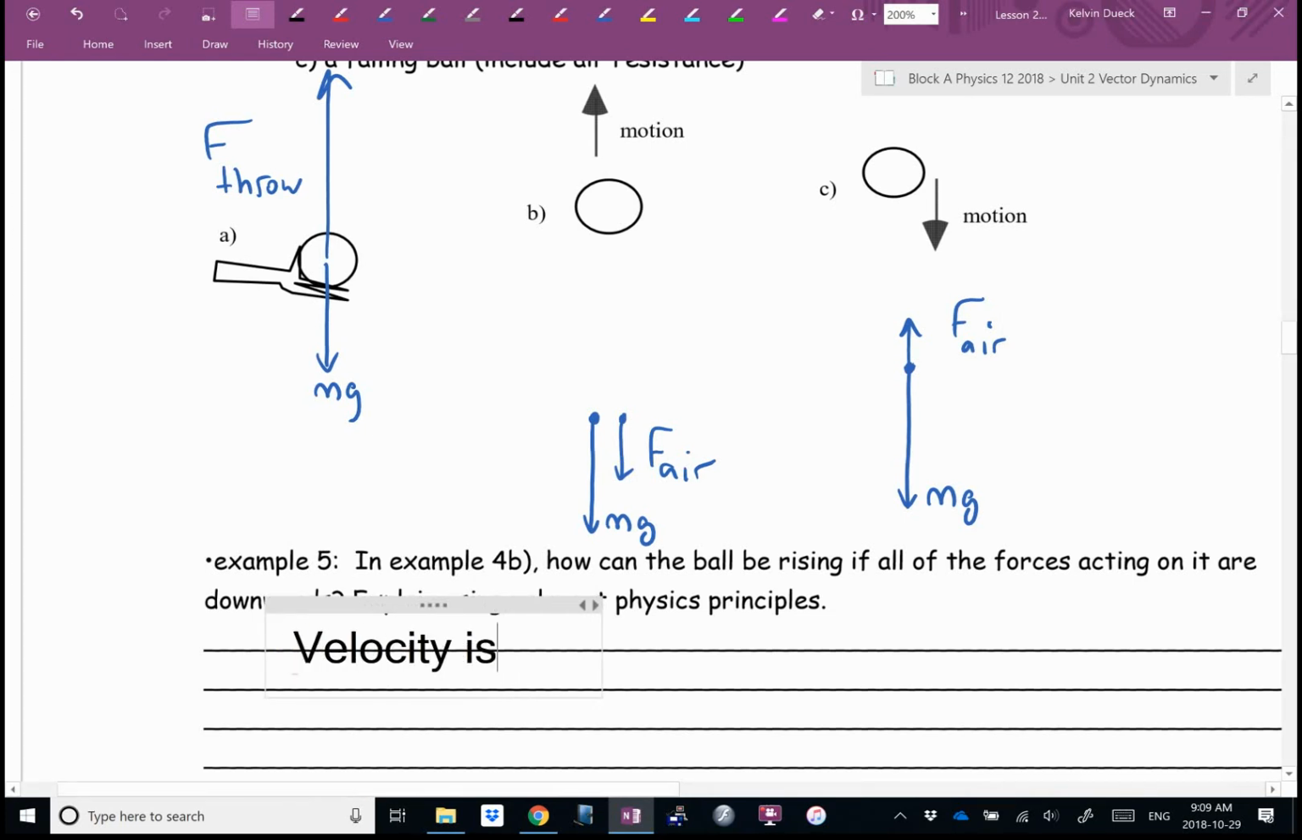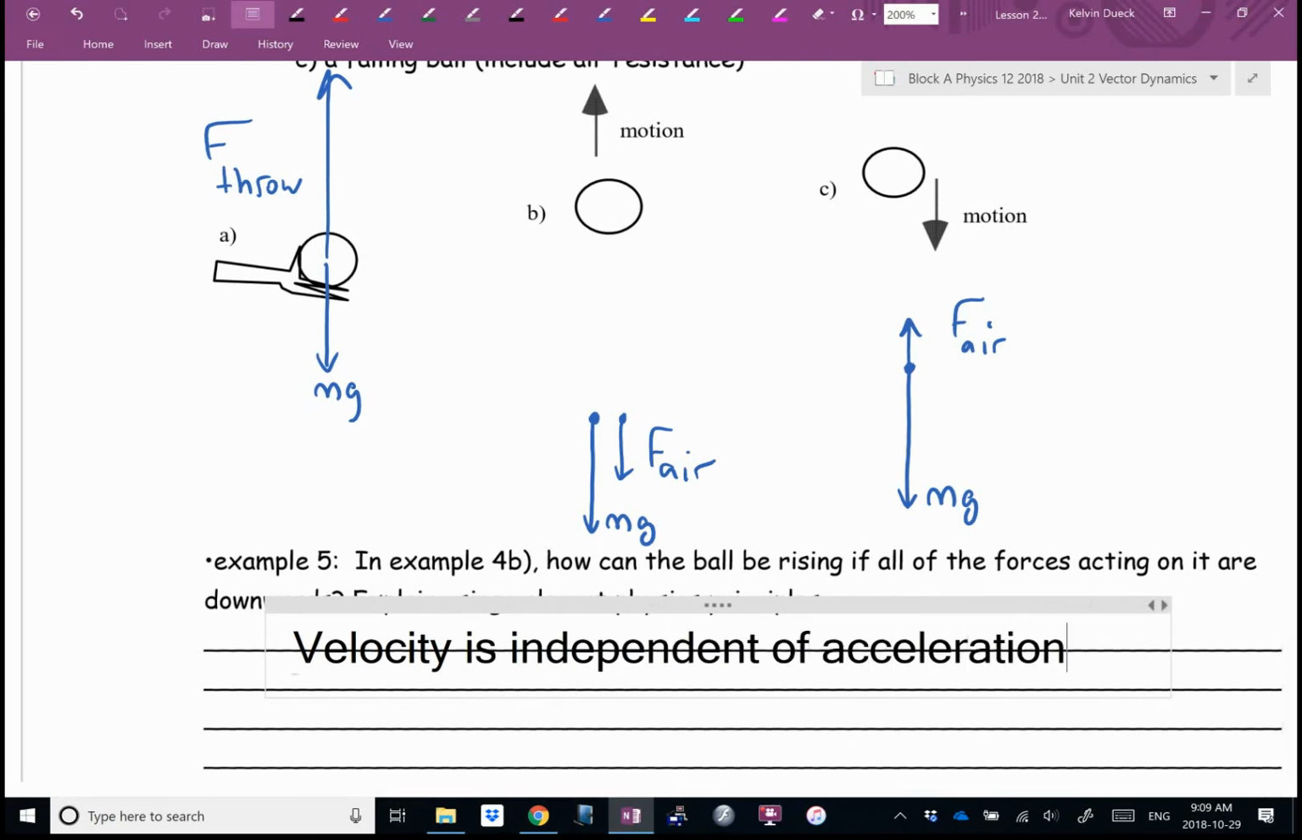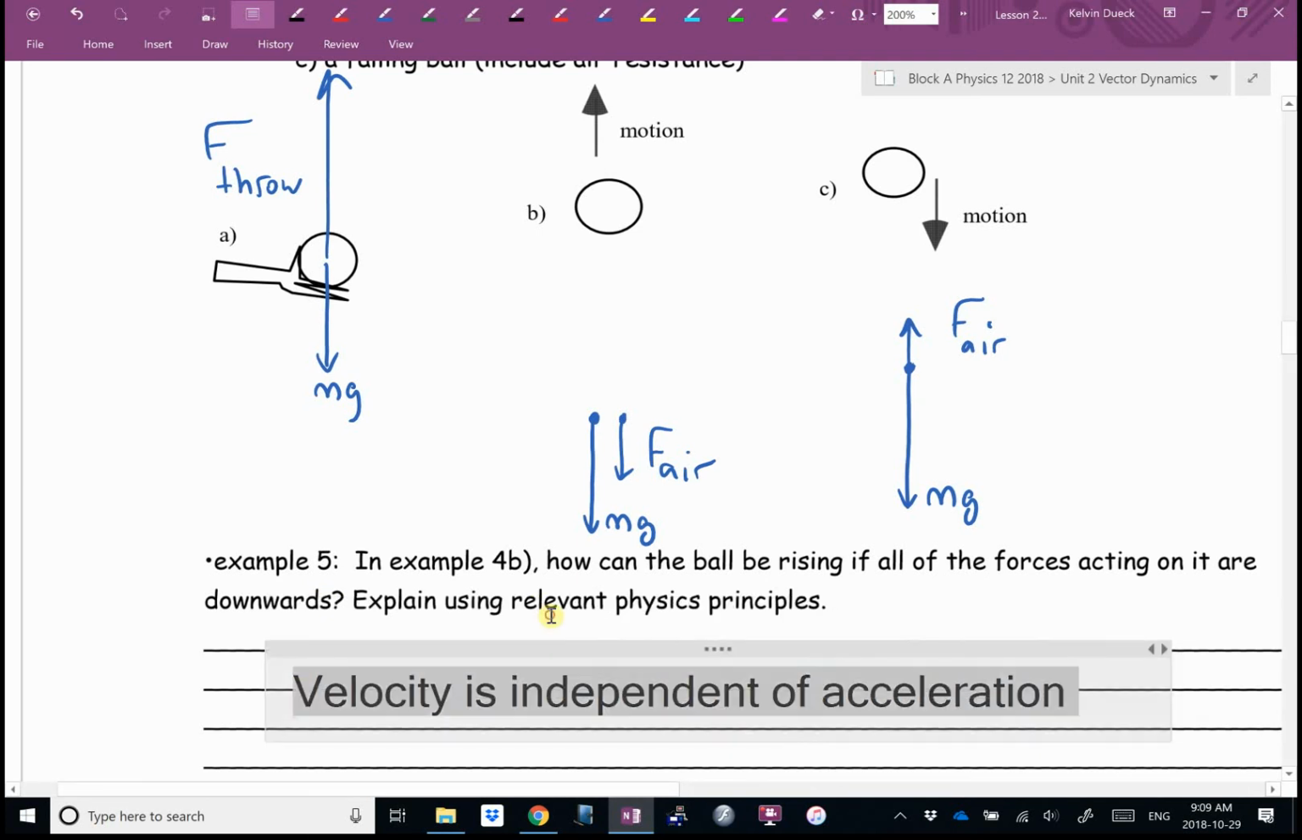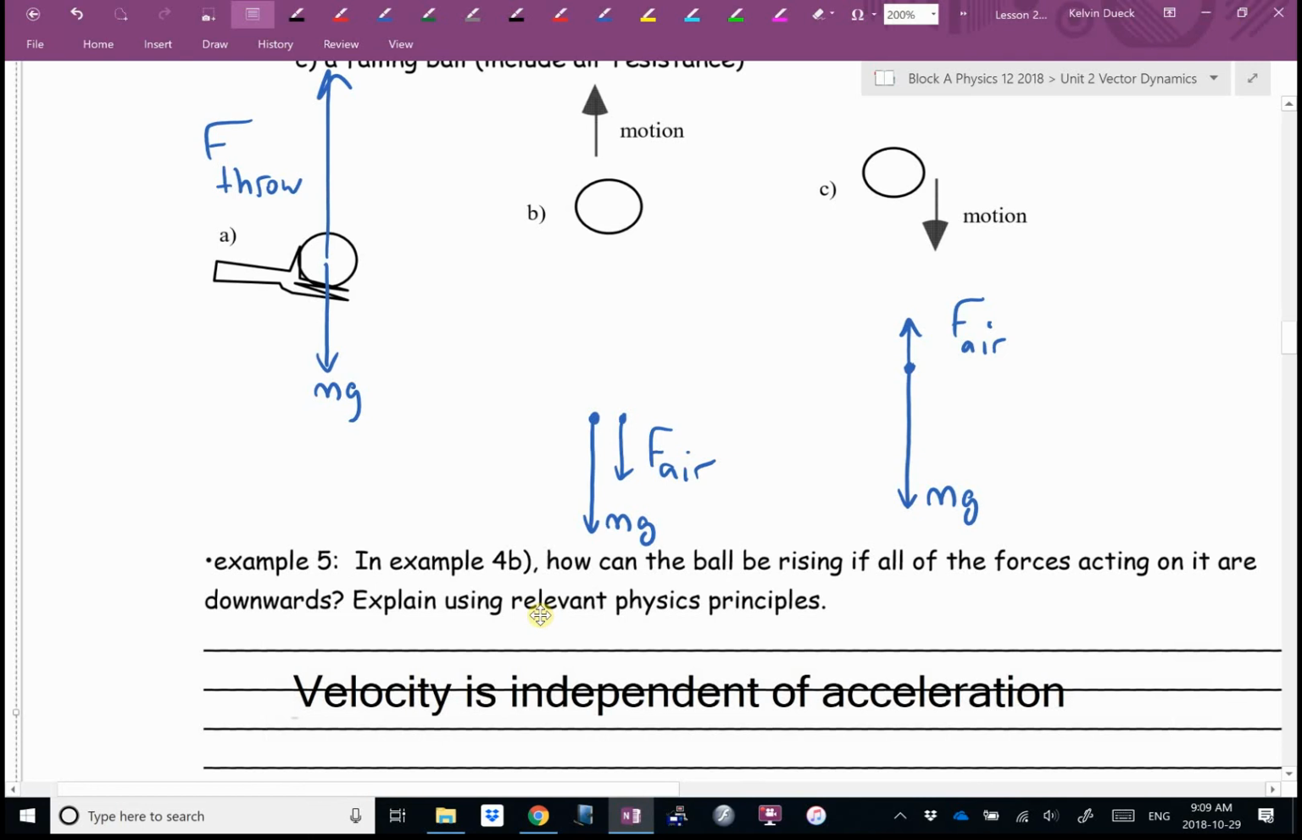Velocity is independent of acceleration direction. That's really hard to read because it's right halfway through a line. Can I do that? A little better. All that Newton's laws tell me is the direction of the acceleration. They don't tell me the direction of the velocity.